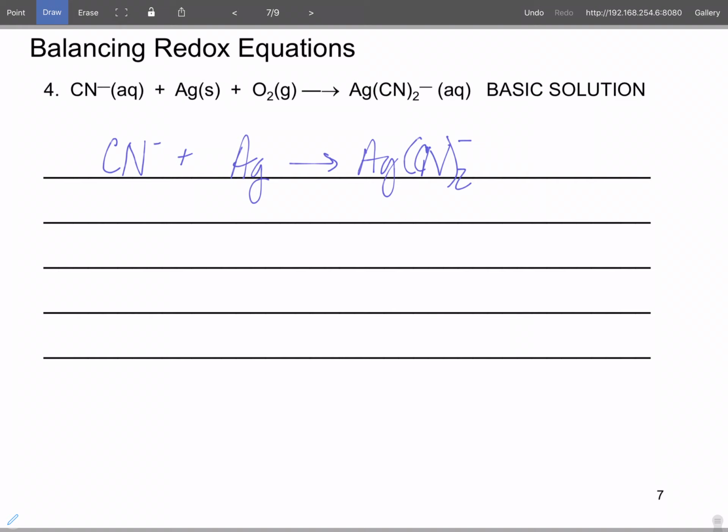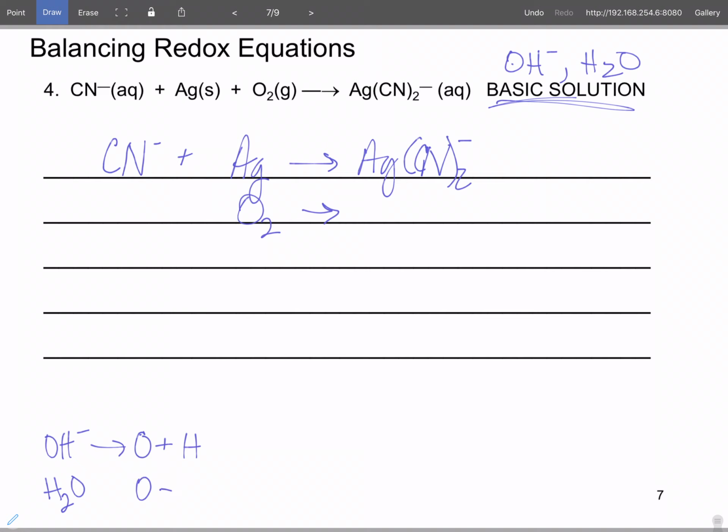Now, this is forming a complex, so that means you can't take it apart. And on the other side, we have oxygen going to, well, something. It's a basic solution, so the only thing we're allowed to add is OH- and H2O. Okay, so before we get started, notice that OH- combines oxygen plus hydrogen. H2O, same thing, but you have 1 oxygen for every 2 hydrogens. These are 1 to 1. So you want to keep that in mind.